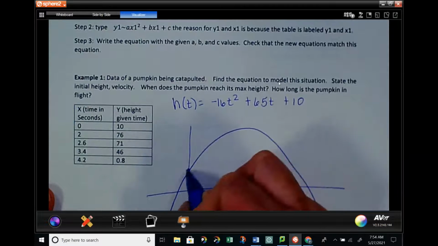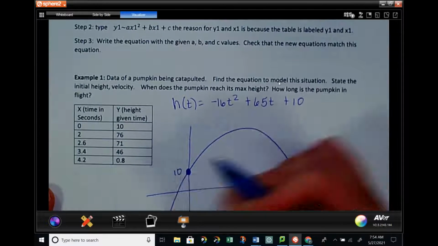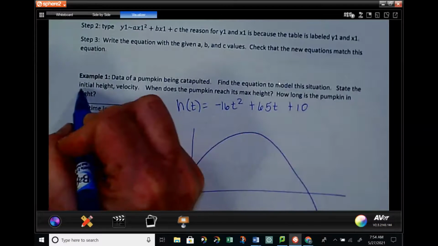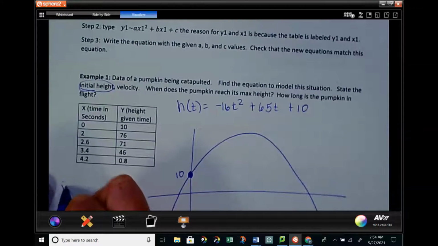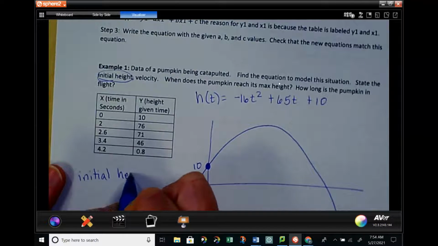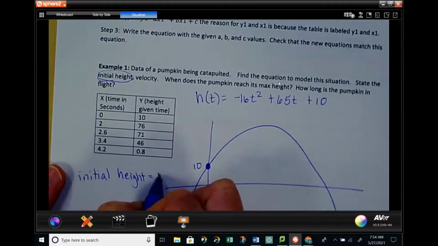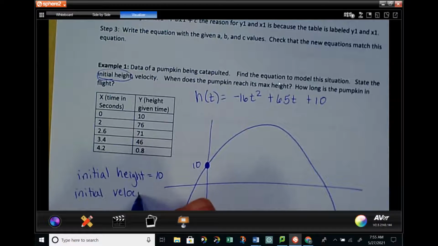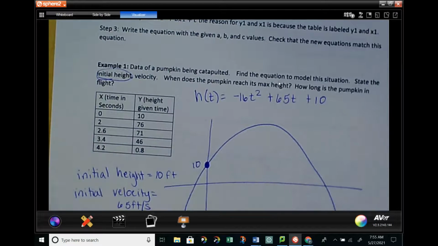We found this part right here, the 10, is your initial height. So it asks, hey, what's the initial height? So initial height is equal to 10. Initial velocity is 65 feet per second. So this was 10 feet.